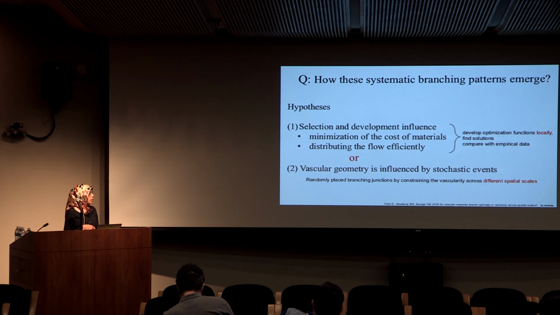And the other hypothesis is a random branching hypothesis. For this one, we randomly place branching junctions by constraining the vascularity across different spatial scales so that it can go from local to global.